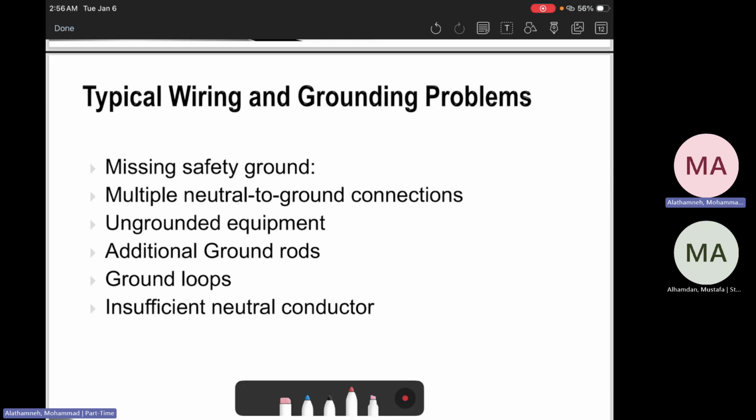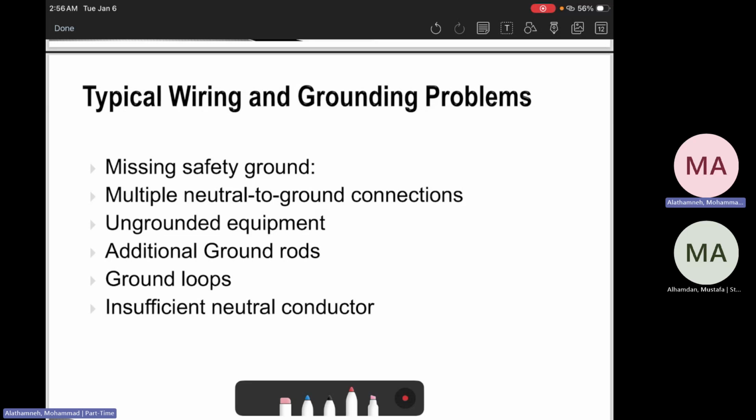The other thing is multiple neutral to ground connections. This is extremely common in buildings where they're making expansions, when someone connects neutral to earth at a sub panel, thinking it's improving the ground. So multiple grounding rods, but this actually creates a parallel return path and can cause trips or grounding loops as well.